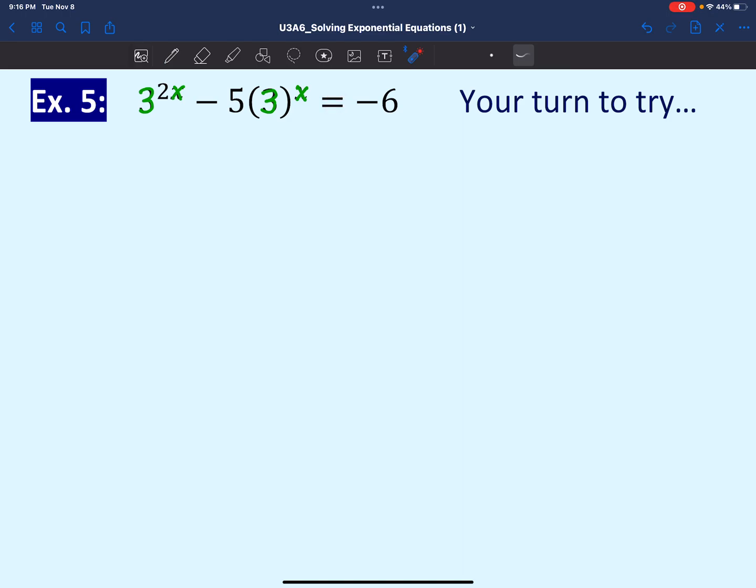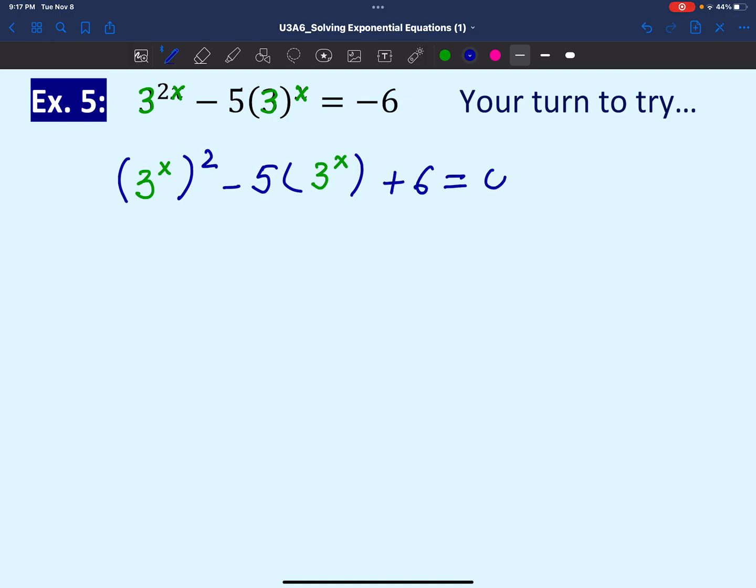So as you can see, again, we have 1, 2, 3 terms. Okay, so all good signs of a quadratic equation, we have 3 to the power of x here and 3 to the power of 2x here. So which means that we can convert it into 3 to the power of x squared. And then we have minus 5 times 3 to the power of x. And then bring negative 6 to the left side, plus 6 equals 0.